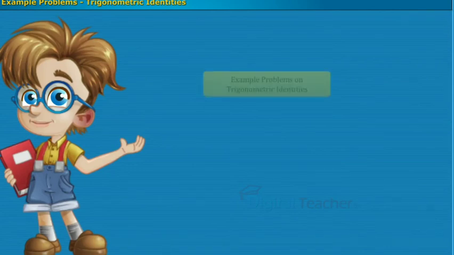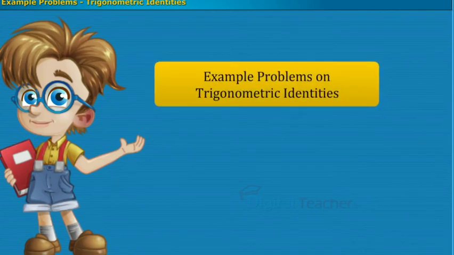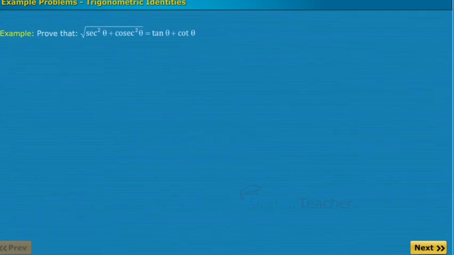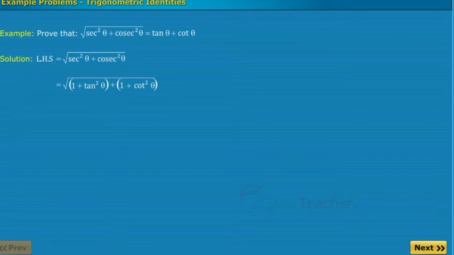Here we are going to solve some examples on trigonometric identities. Example, prove that root over secant square theta plus cosecant square theta is equal to tan theta plus cot theta. The solution is as follows. Here secant square theta can be written 1 plus tan square theta and cosecant square theta can be written as 1 plus cot square theta.